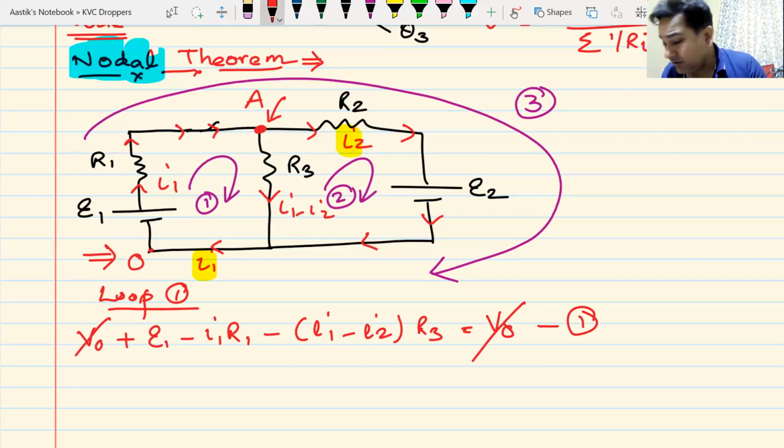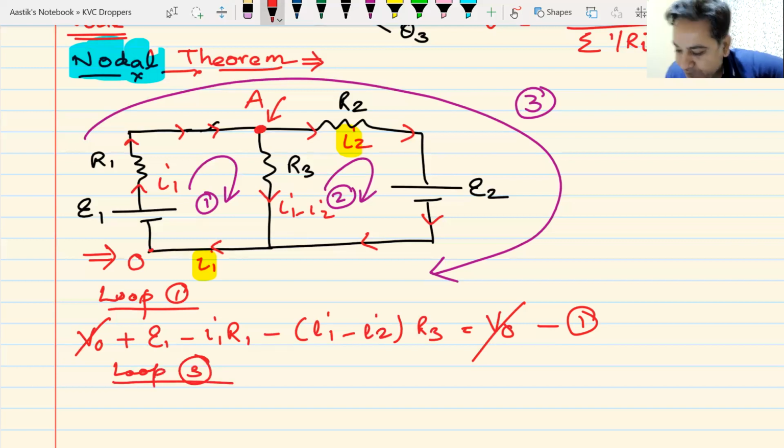Now, I cannot solve this equation because there are two unknowns, so I'll have to go for the second equation. The second equation can be made from loop number 2, but I'll just make it from loop number 3. So what is the equation that I get from loop number 3? E1 minus I1 R1. Yes. Okay, so again I start with the point O. Potential of point O is VO.